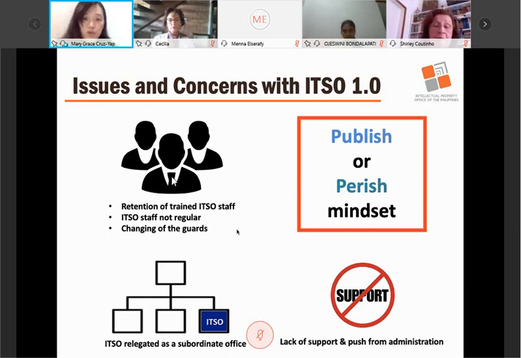We have to keep training new people. And so it's like a case of one step forward, two steps back every now and then. So under the ITSO 2.0 program, we thought of addressing all of these issues.